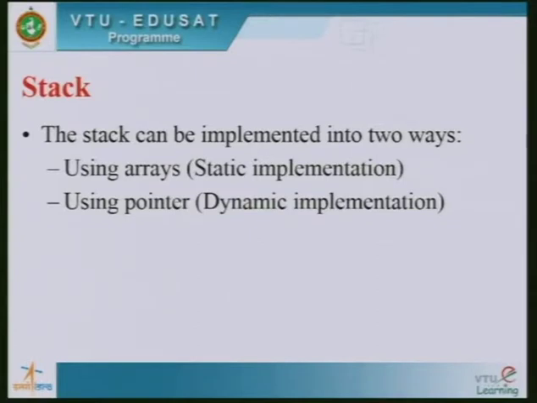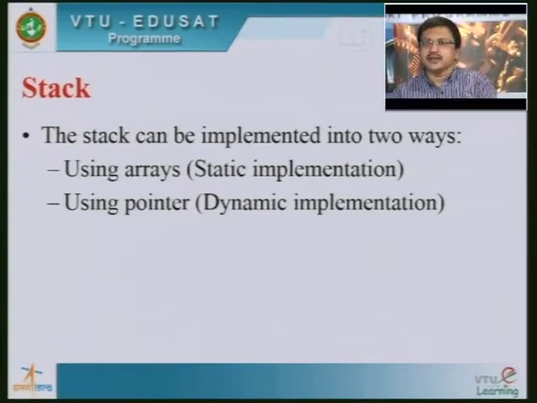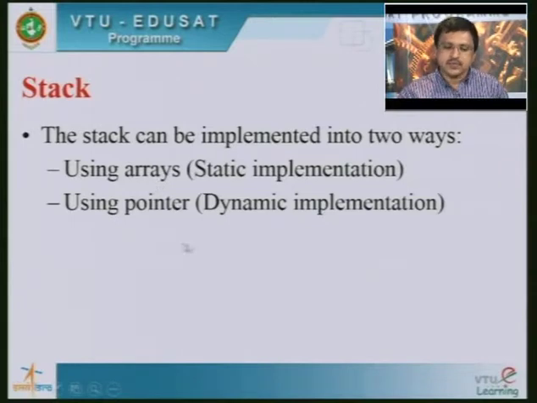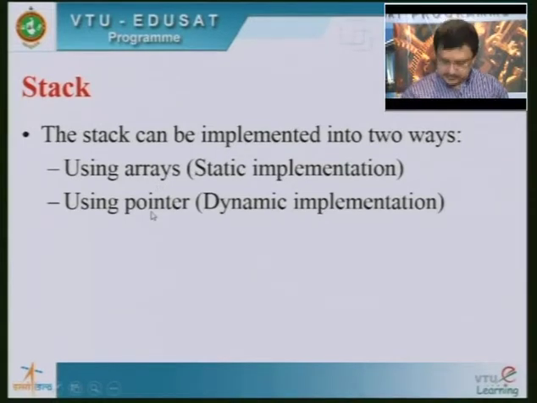The stack can be implemented. Implementation means how do you take this philosophy, this concept of stack, and write C code equivalent to that. Okay, that is what we call implementation. So stacks can be implemented using arrays and using pointers as well.